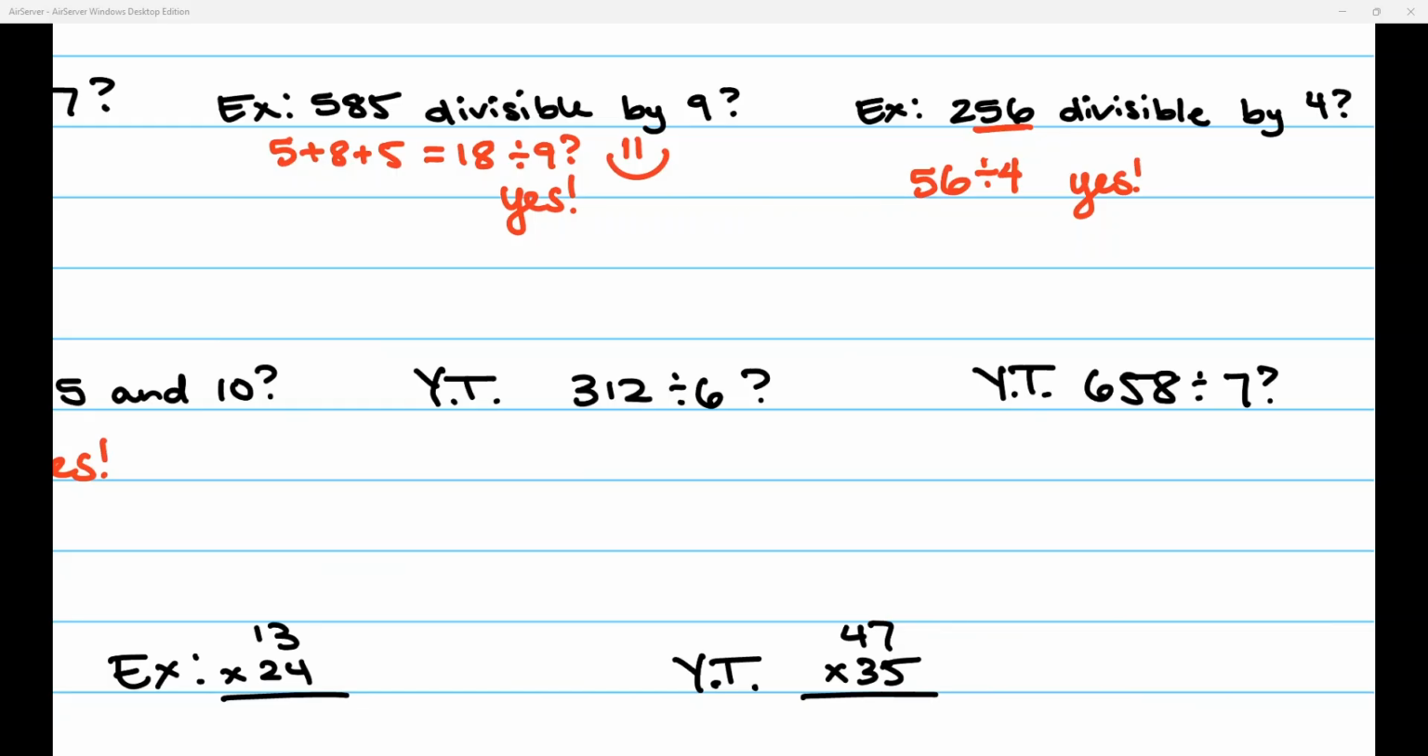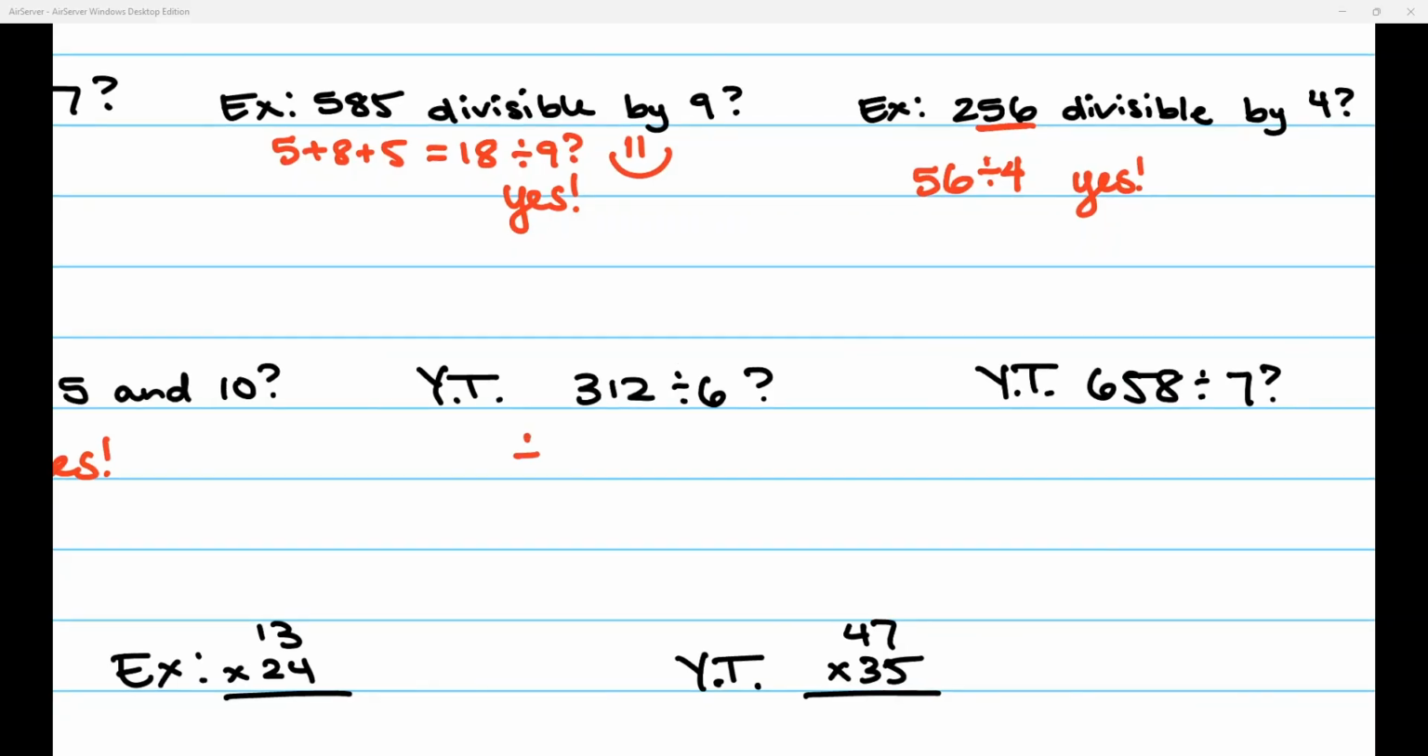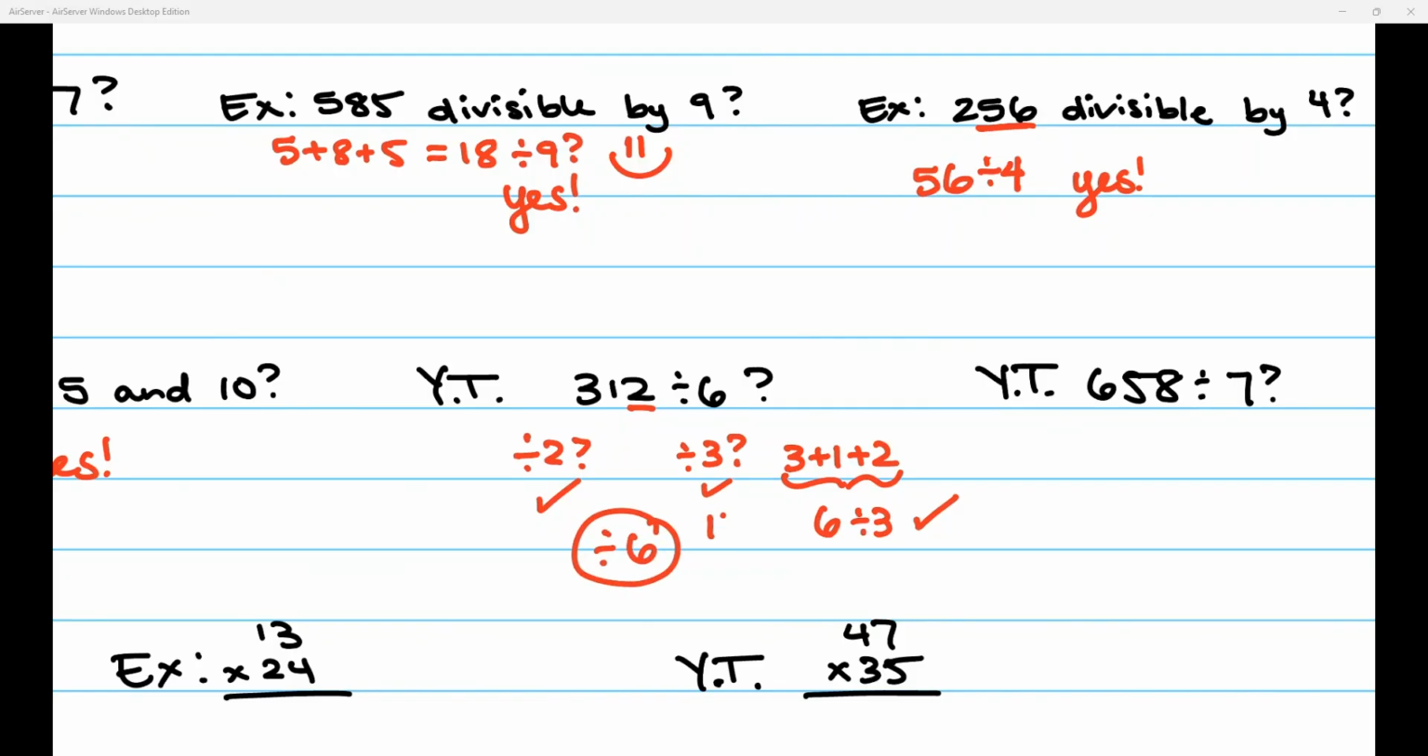So if I want to see if 312 is divisible by 6, first I need to see if it's divisible by 2. How do I know if it's divisible by 2? If the last number is even. I look at the last number. Yep, the last number is even. It is divisible by 2. That's not enough, though. Now I need to check if it's divisible by 3. How do I know if it's divisible by 3? Well, I add 3 plus 1 plus 2. I get 6. And check, is 6 divisible by 3? The answer is yes. So it's divisible by 2 and it's divisible by 3. Therefore, it is divisible by 6.